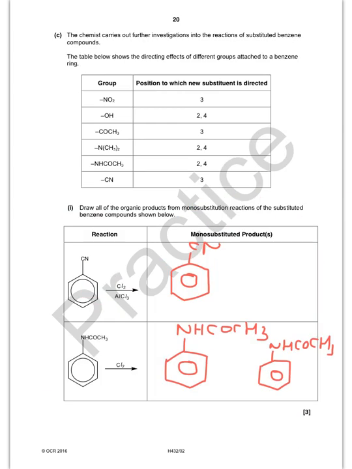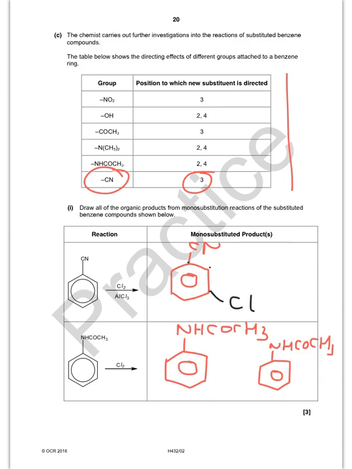Okay, so you've got to read this table and then kind of just draw how it's going to direct. So the first one says if I have a nitrile group on my benzene ring, how is it going to direct? Well, it directs to the 3 position. So this is carbon 1, that's carbon 2, that's carbon 3. So I'm going to put a Cl there.